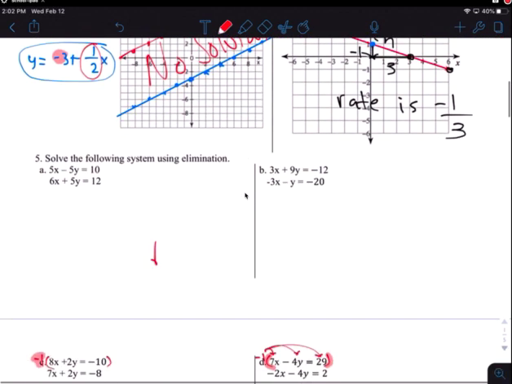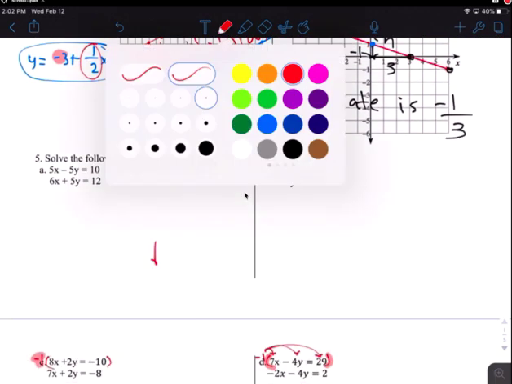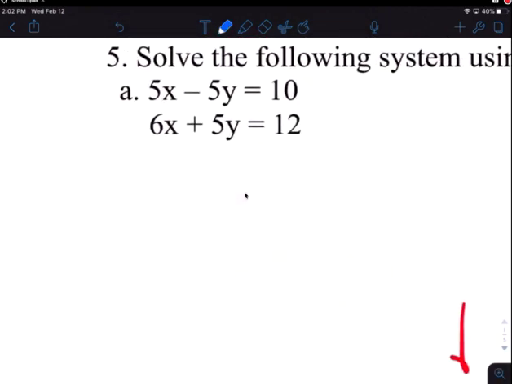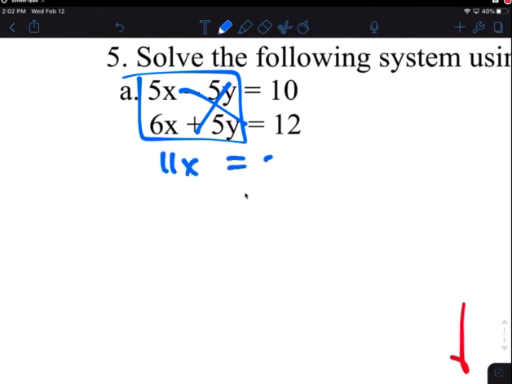And here, number 5, we use elimination because both of them are in standard form. We eliminate the y here. It equals 0, 11x equals 22, divide by 11. Okay, x equals 2.